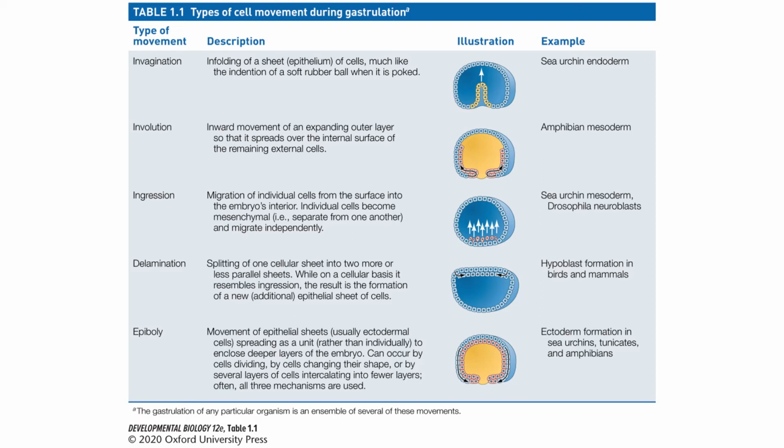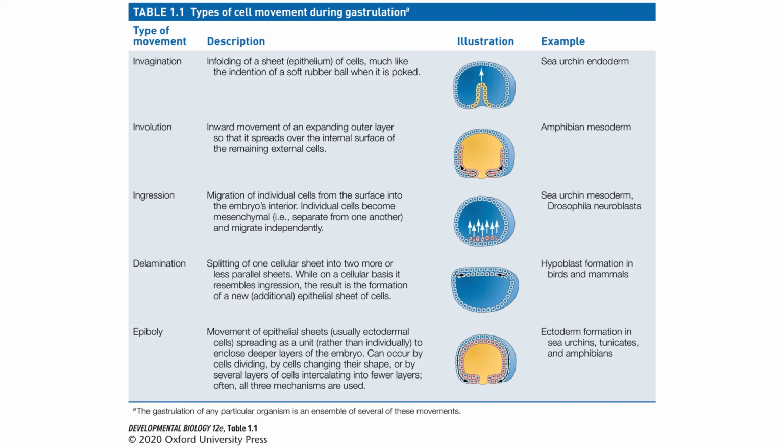And then next, you have the delamination. This is the splitting of one cellular sheet into two more or less parallel sheets. While on a cellular basis it resembles ingression, the result is the formation of a new additional epithelial sheet of cells, as found in the hypoblast formation in birds and mammals.